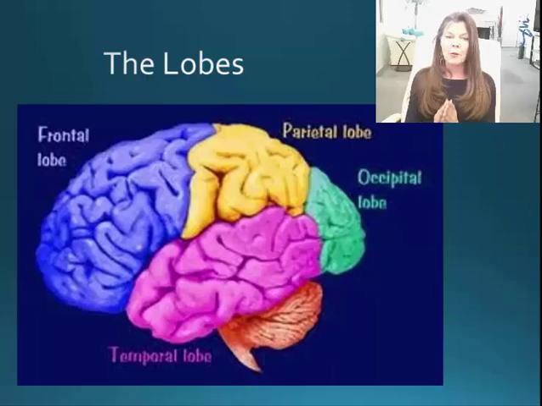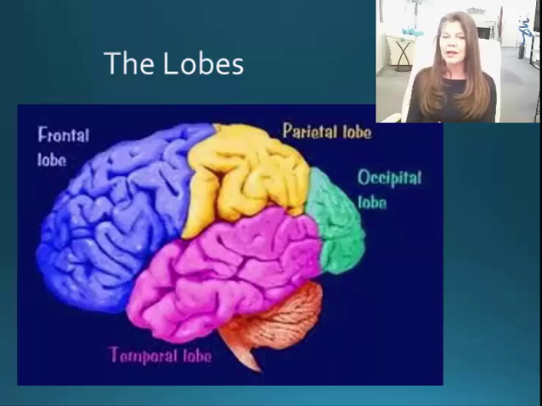The occipital lobe, in green here, is located in the back portion of the brain and is associated with interpreting visual stimuli and information. So information from the eyes travels all the way back here for interpretation to determine what it is that you are seeing.